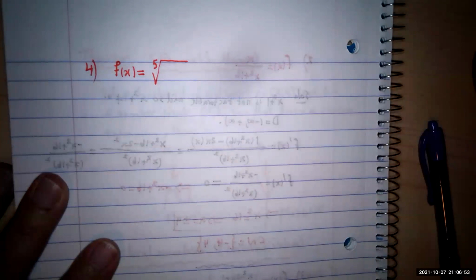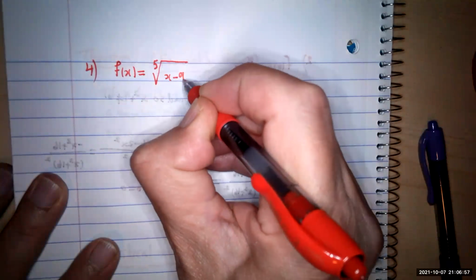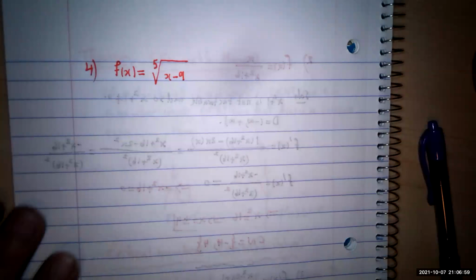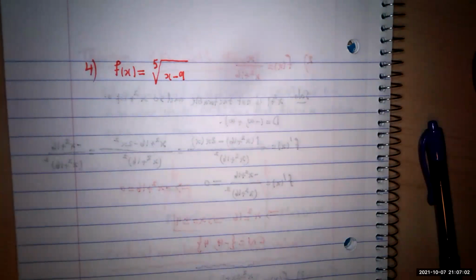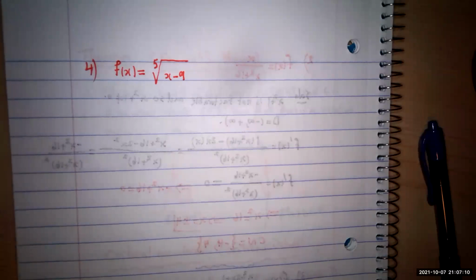Okay, it's going to be a fifth root of something easy, x minus 9. We want to find the critical number for this function. It's a radical function. Okay, we have to start with the domain. What's the domain of this function, the radical function? Negative infinity, positive infinity. Excellent.